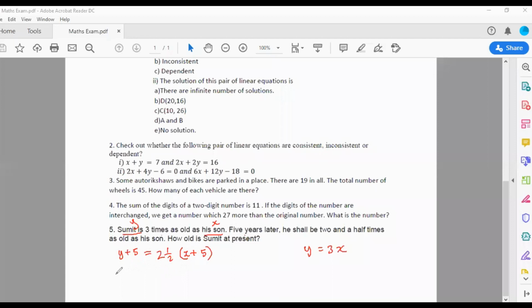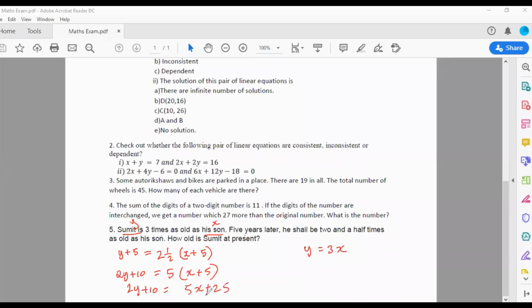So the left side will become 2 times y plus 5, that will be 2y plus 10. That is equal to 2.5 doubled is 5, so 5 times x plus 5. Now we have removed the fractions. Now you can remove this bracket. So 2y plus 10 is equal to 5x plus 25 will come.